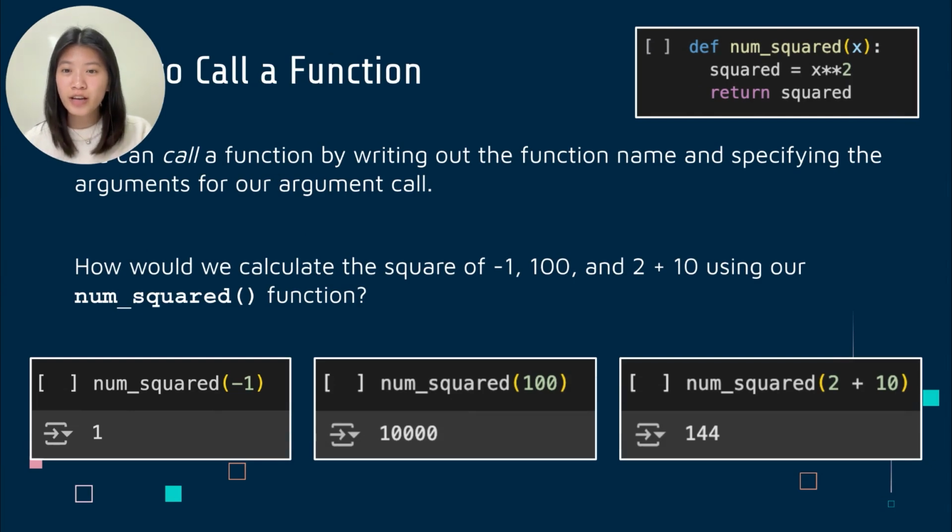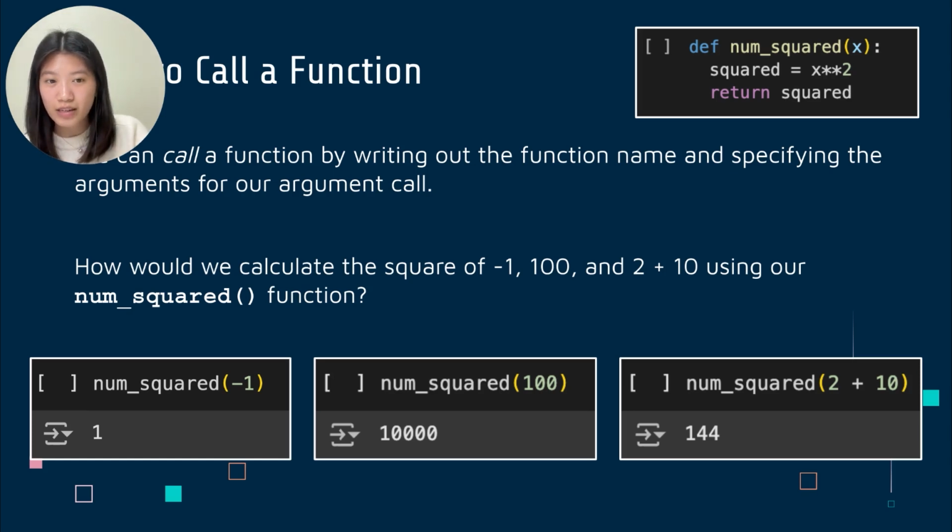So here are the answers. To calculate the square of -1, we would type num_squared and then in parentheses -1, and the output of this would be 1, because when we pass -1 into our function, it assigns x equal to -1. Squared is going to be -1 to the power of 2, which is the value 1, and then we return the value of squared, which is 1. To find the square of 100, we do num_squared(100), which passes 100 into the variable x. Then squared is equal to 100 to the power of 2, which is 10,000, and then we return 10,000.